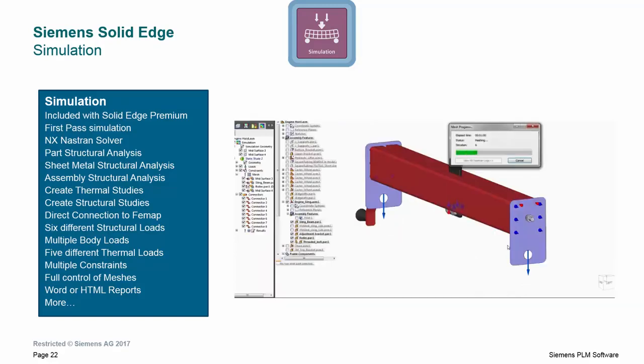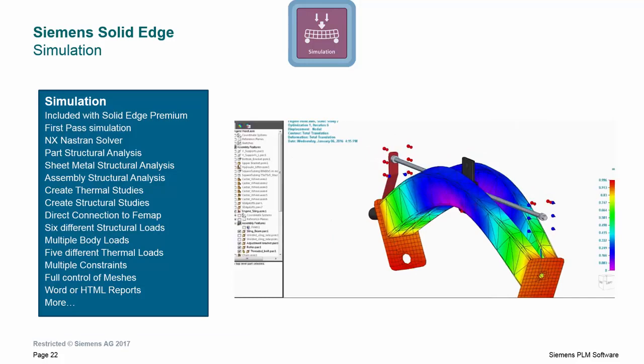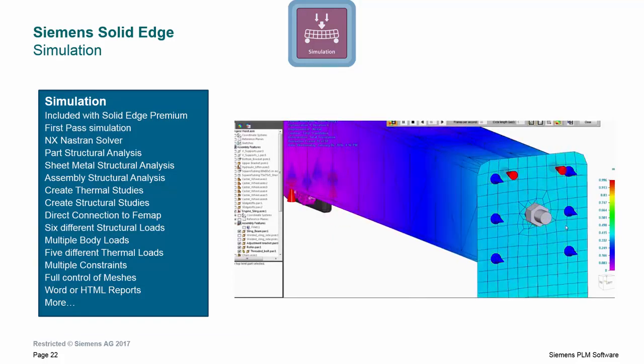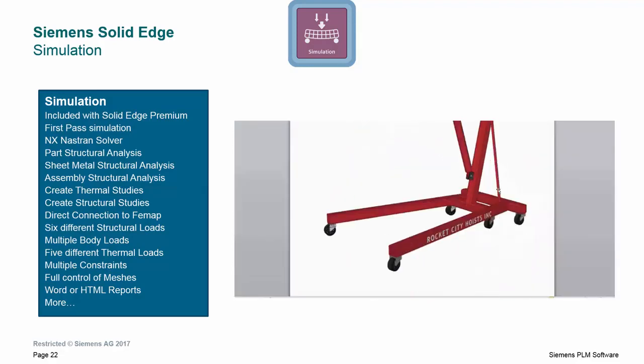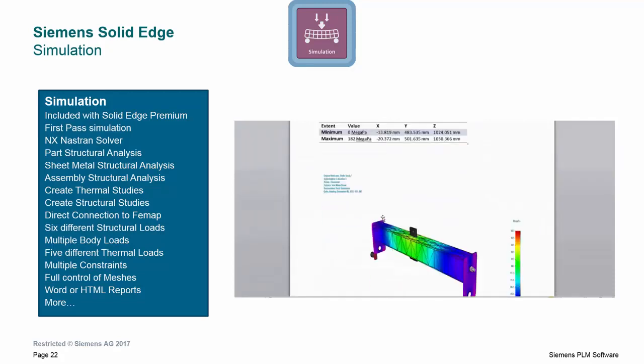With studies to test for strength, thermal, vibration, buckling, and even fluid flows, Solid Edge simulation helps designers to know exactly how their parts and assemblies will work well before they're created. Oh, and also rest easy knowing that the results are true, as the underlying engine uses Siemens-owned software such as FEMAP and Nastran, industry-leading simulation technology.